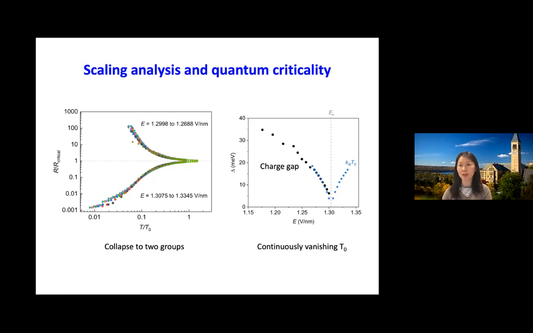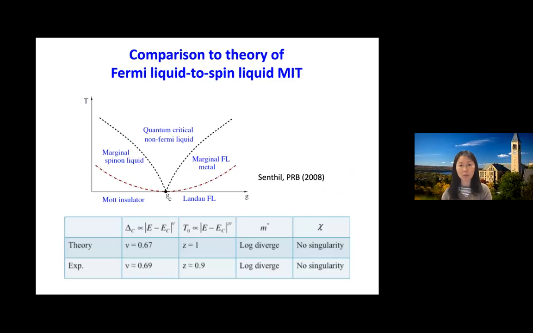Interestingly, this T0 and the charge gap almost follow the same scaling law. So let me just summarize the scaling law. It's summarized here. This is the charge gap, and that's the T0 parameter. We have two exponents, and you can think of this like a scaling for the length scale or the scaling for the time. And those are the values from experiment.